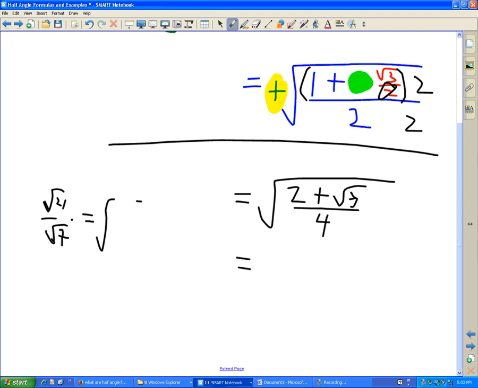Well, these are both nasty irrational numbers, but if I rewrite it as the square root of 21 divided by 7, it's actually just the square root of 3. A root divided by a root is a root. And that's pretty much the premise we use a lot on these half-angle formulas.